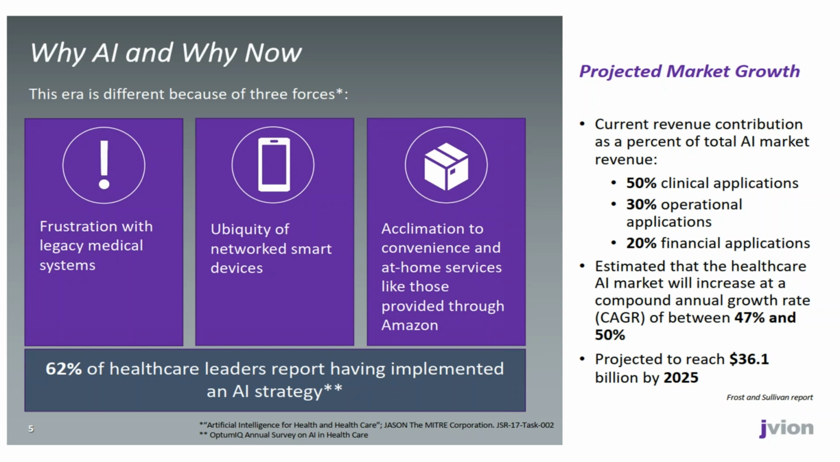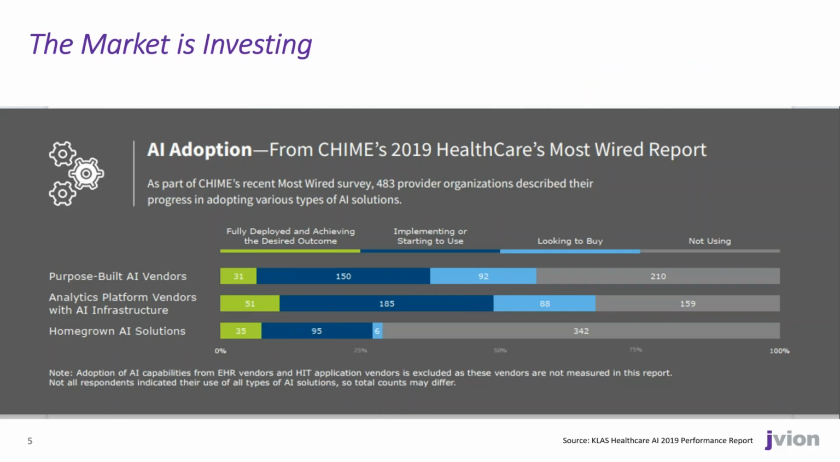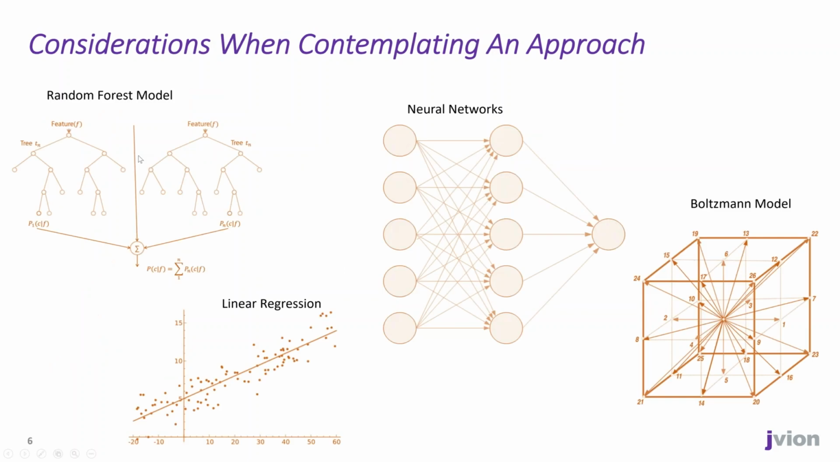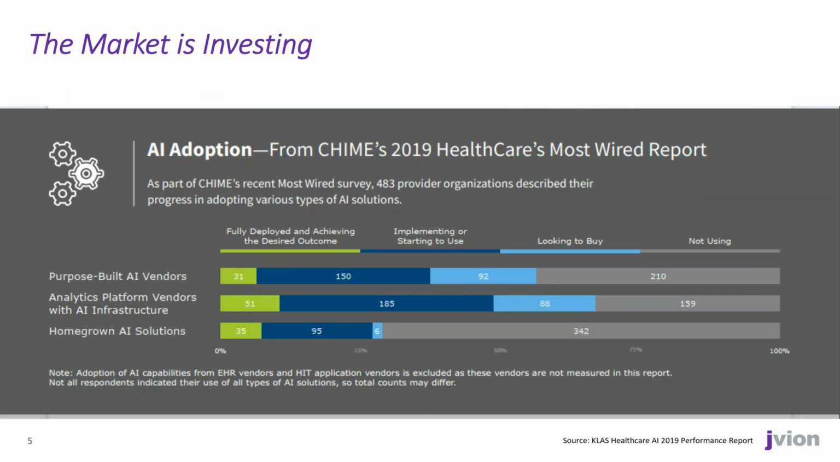Huge market growth is projected for AI, as you all know. Projected to reach $36 billion by 2025. Oops, a little delay on advancing the slides here. The market is investing across different ways: homegrown AI solutions, analytics platforms, AI as infrastructure, and then purpose-built AI vendors.